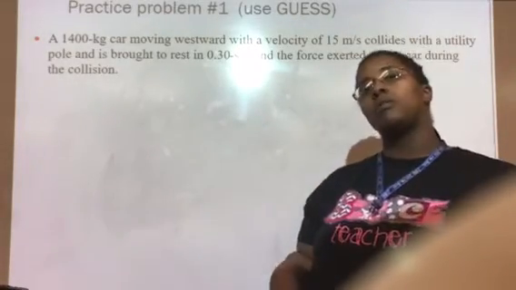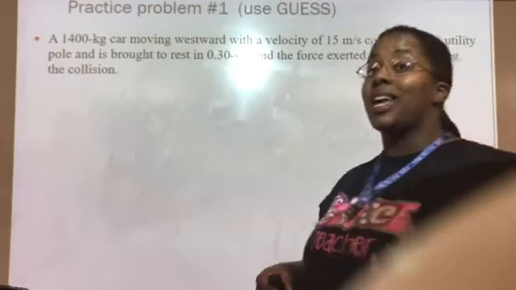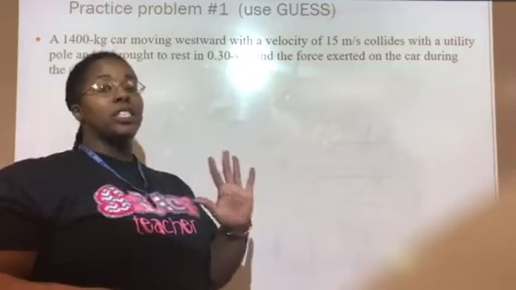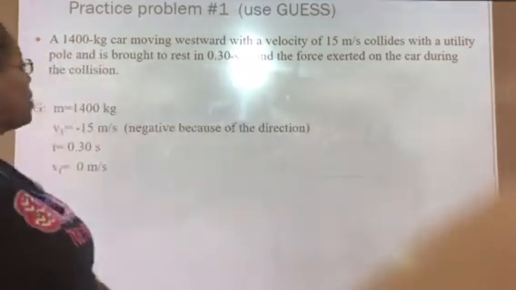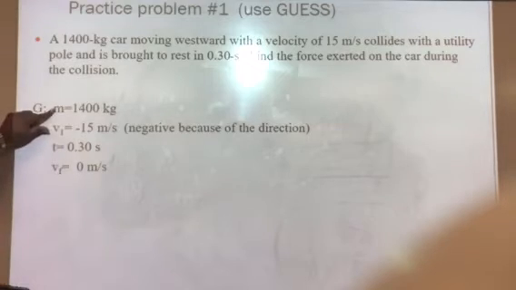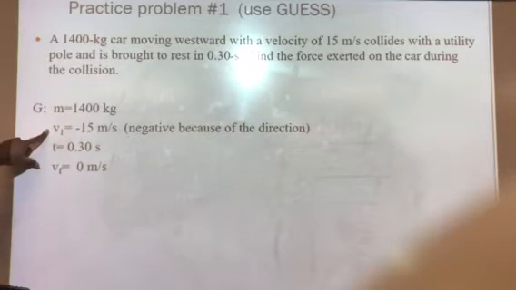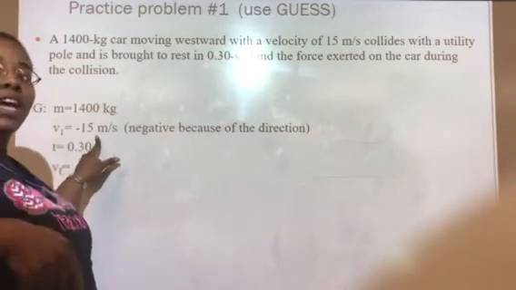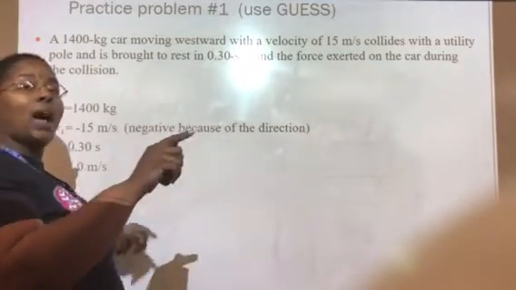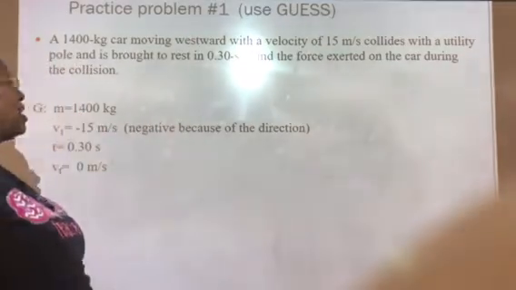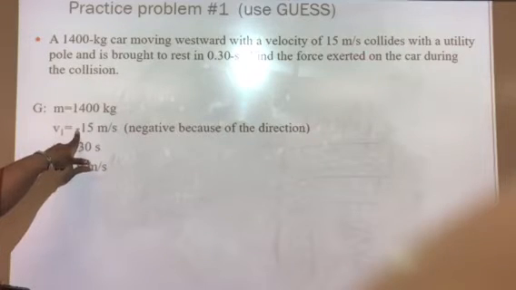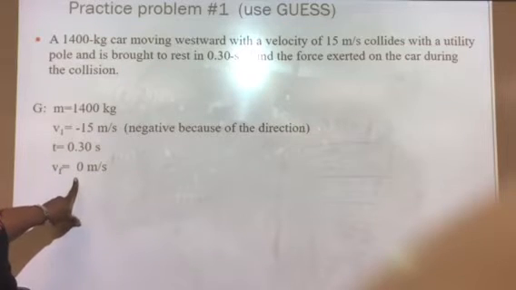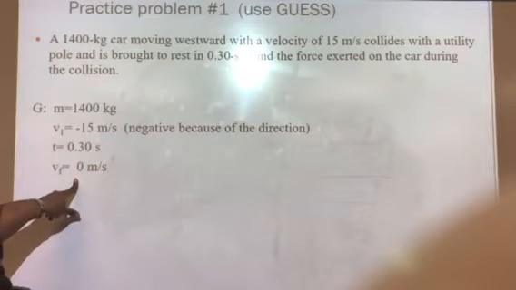Once you make it to your impulse momentum theorem, it is good to remember that the GUESS method will be your best friend. We're going to have a number of variables, and remember that the GUESS method, of course, has 5 steps. So for my letter G, they gave me mass, 1,400 kilograms. I have my initial velocity, which is 15 meters per second. Remember that velocity is a vector. So if you make east positive, it means that west has to be negative. And that's where our negative sign here came from. It's based on direction. My time was 0.3 seconds, and my final velocity was 0 meters per second because it was brought to rest.